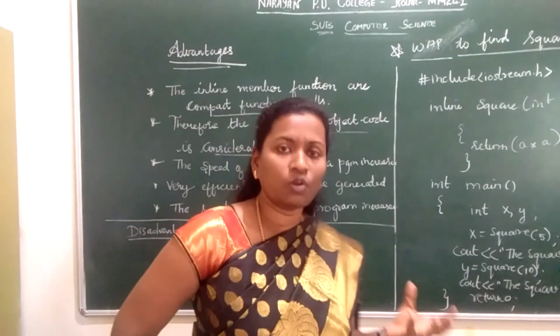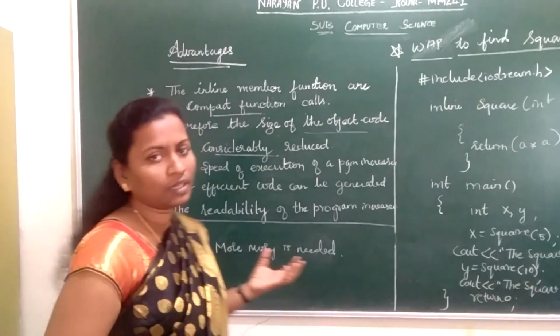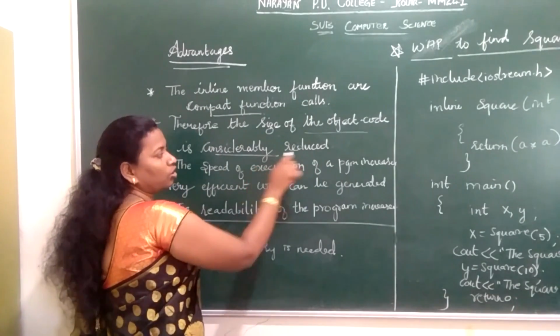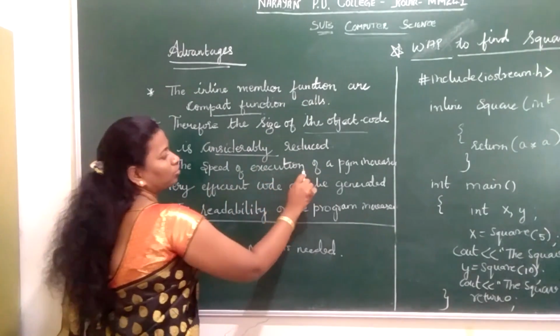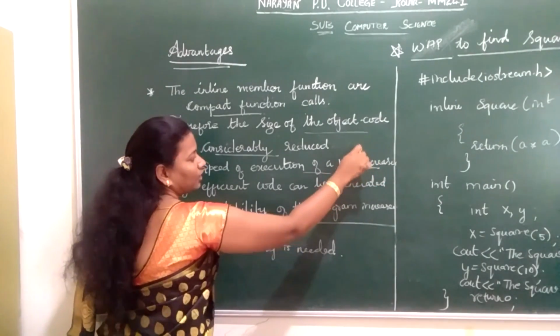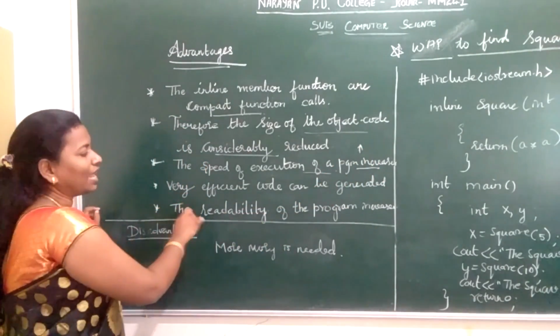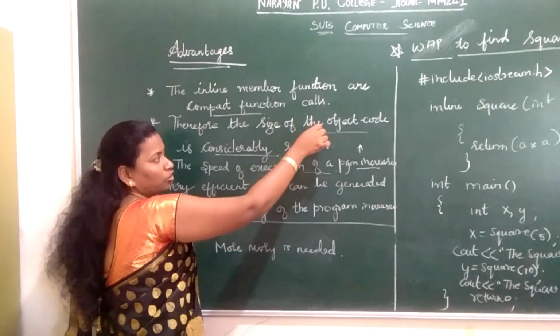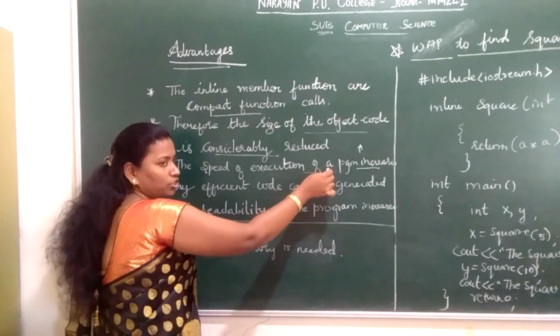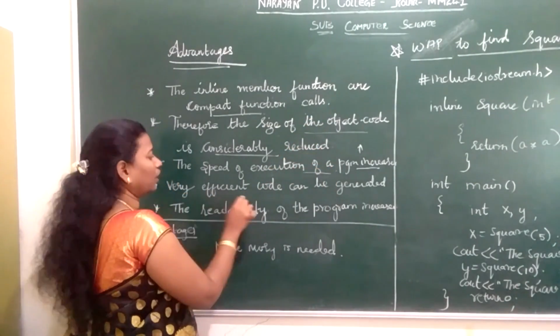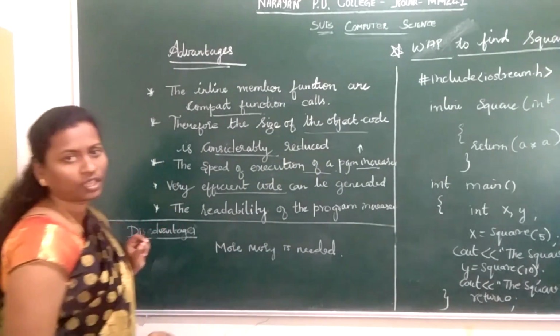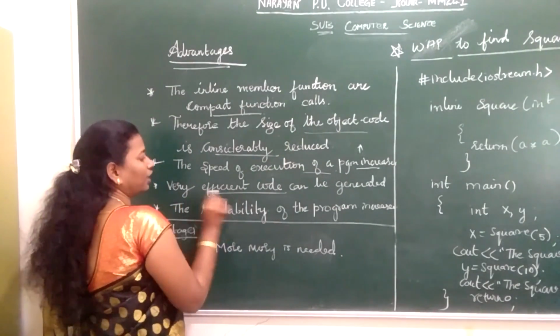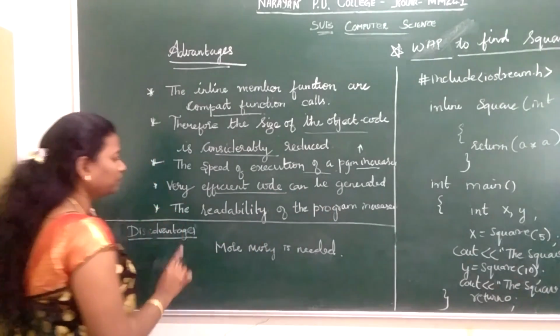As it is a short code, the executability is easy, the speed is also good. The speed of execution of a program increases. Next, very efficient code can be generated. Because it is compact, because the object code is small, the execution speed is high. Finally, code efficiency, that means very efficient code can be generated.